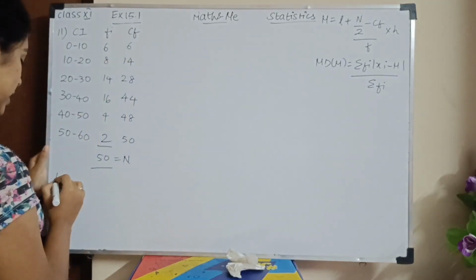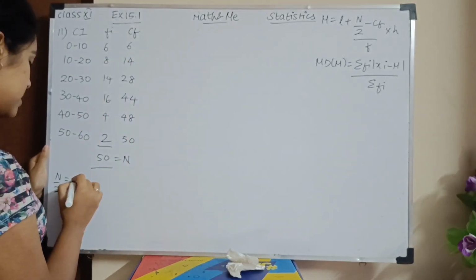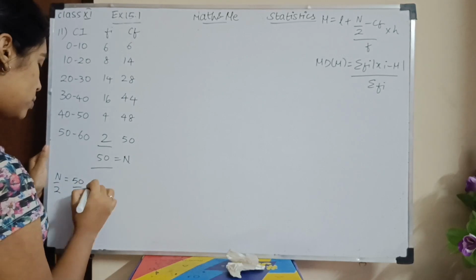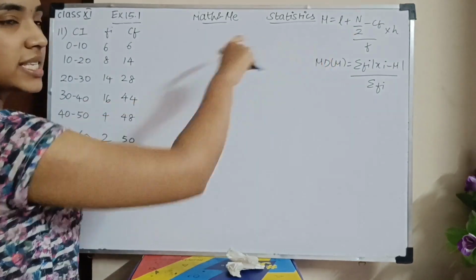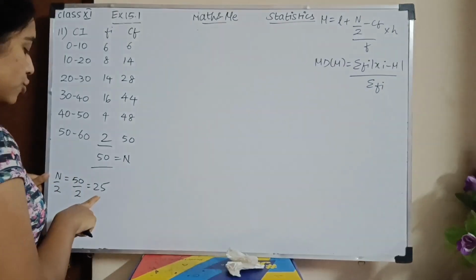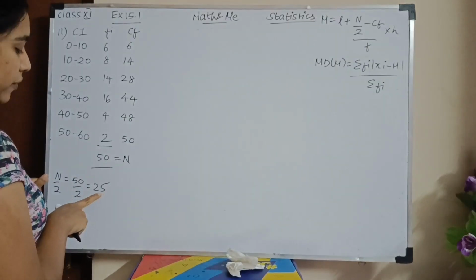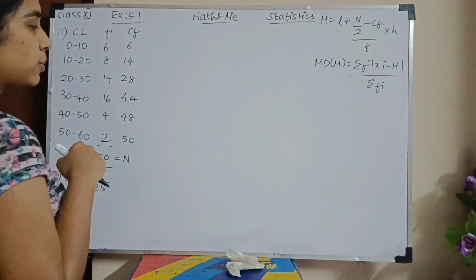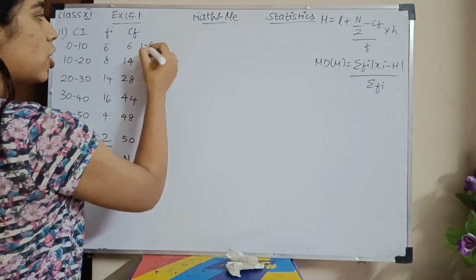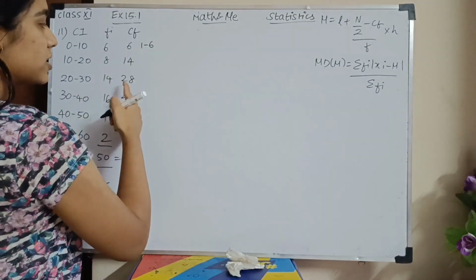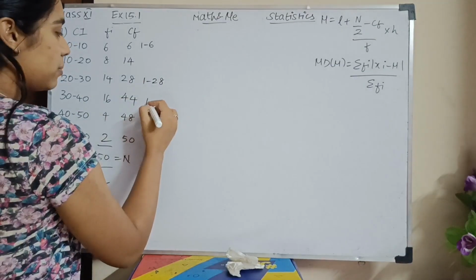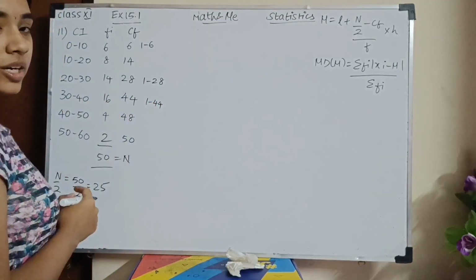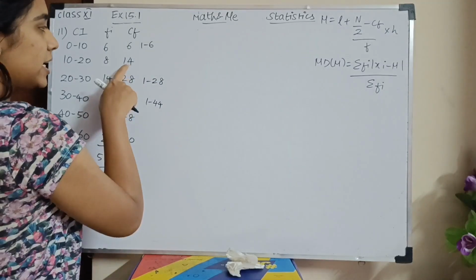Now what is n by 2? N by 2 is 50 divided by 2, which is 25. Okay, how do you choose your L value, H, CF, F? How do you choose all that? So you have n by 2 is 25. You have to look where 25 is included in the cumulative frequency. If 6, all the values from 1 to 6 are included in this. If 28, all my values from 1 to 28 are included. All my values from 1 to 44 are included in this. Where is 25 included? It is not included here.